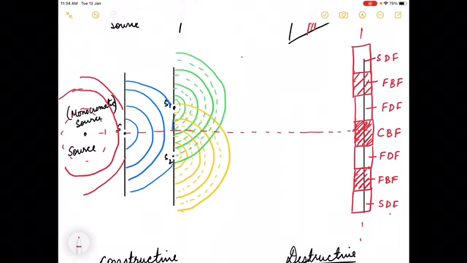Slits S1 and S2 will act as new sources of disturbance, and they will also emit cylindrical wavefronts. Very simply, at the next line you can write: places wherever the crest of one wave meets the crest of another wave, constructive interference takes place and we obtain a bright line, or bright fringe. Similarly, a bright fringe is also obtained where the trough of one wave interferes with the trough of another wave.